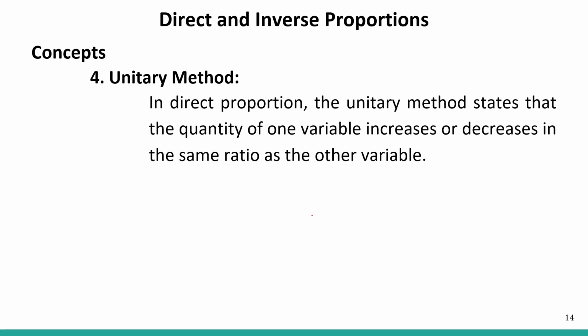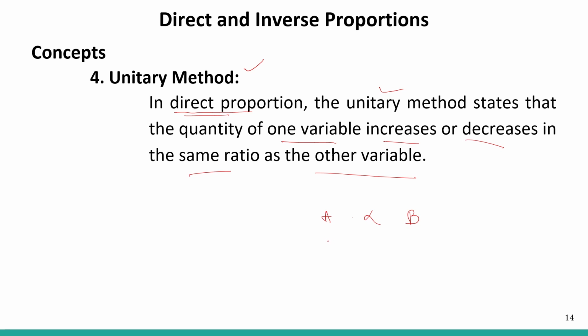So let's see the fourth kind of concept, that is the unitary method. What is the unitary method? In direct proportion, the unitary method states that the quantity of one variable increases or decreases in the same ratio as the other variable. Okay. So if A is directly proportional to B, let's say.